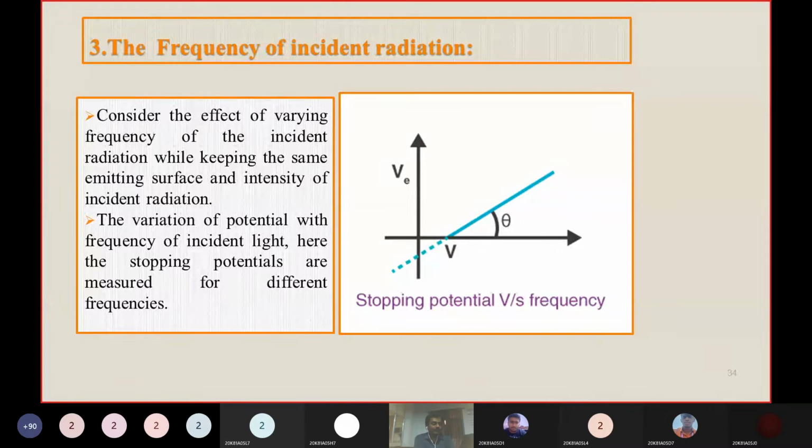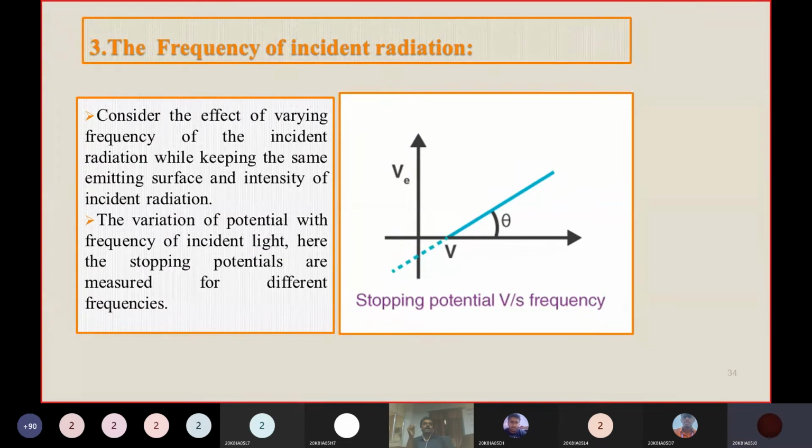Now, the frequency of incident radiation here. We already discussed the frequency. Here we have stopping potential versus frequency. If you increase the frequency of the light, what happens?